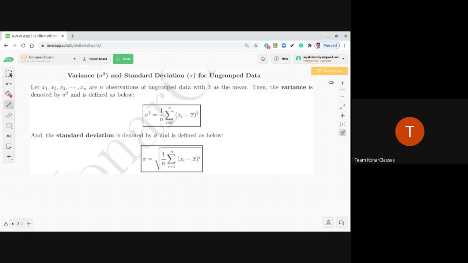So let x1, x2, x3 up to xn be n observations of ungrouped data with x bar as the mean. Then the variance is denoted by sigma square and is defined as sigma square is equal to 1 by n summation i equal to 1 to n, xi minus x bar whole square. And standard deviation is denoted by sigma, which is nothing but the square root of the previous value, that is square root of sigma square.